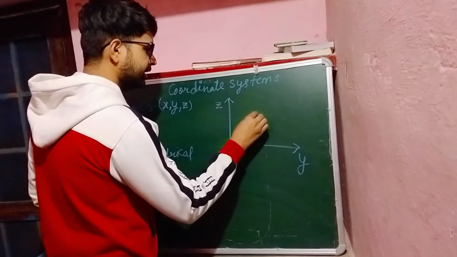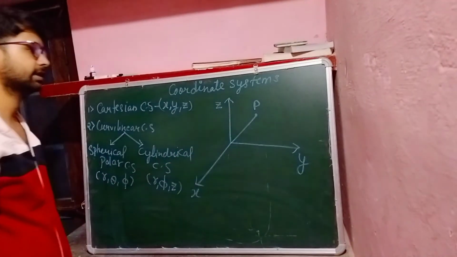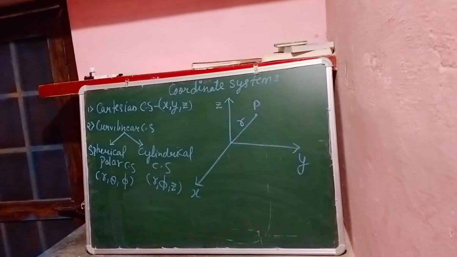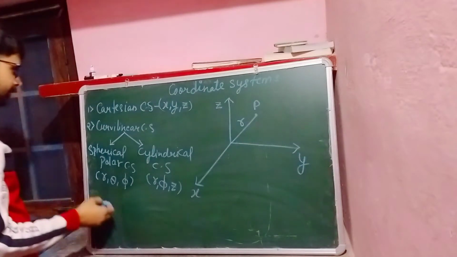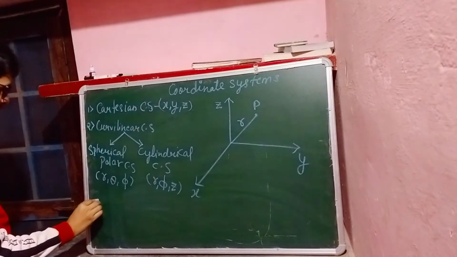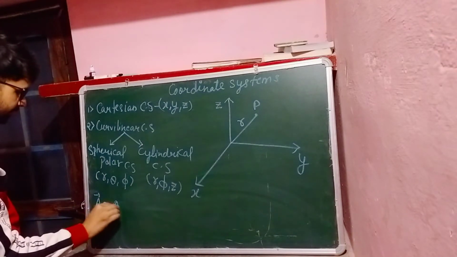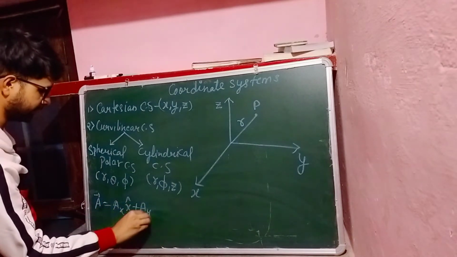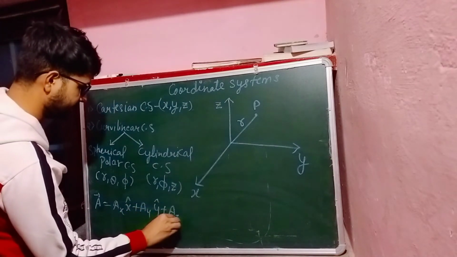So let us draw. Let us see a point in 3 dimensions represented by point P, at distance r. Its coordinates are given by x, y and z. In the Cartesian coordinate system, a vector can be represented as a component of x times its unit vector, plus the component of y times its unit vector, plus the component of z times its unit vector.